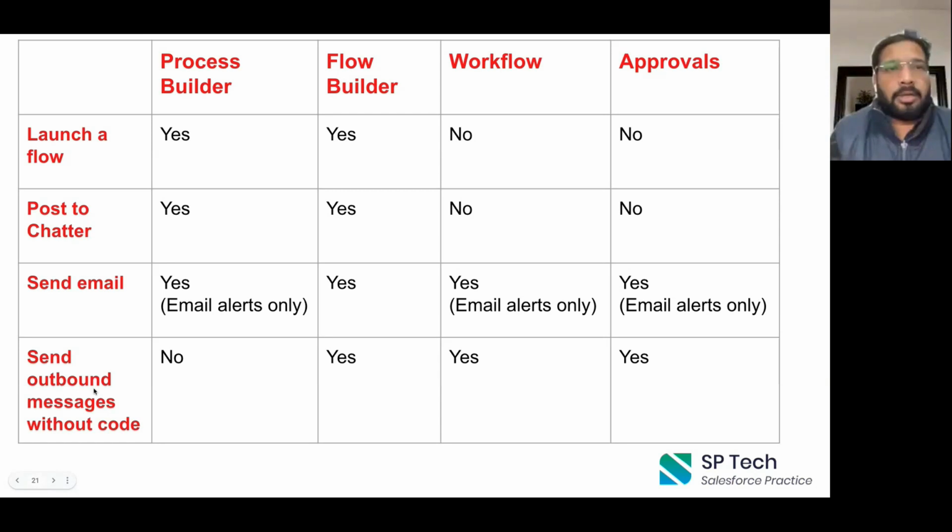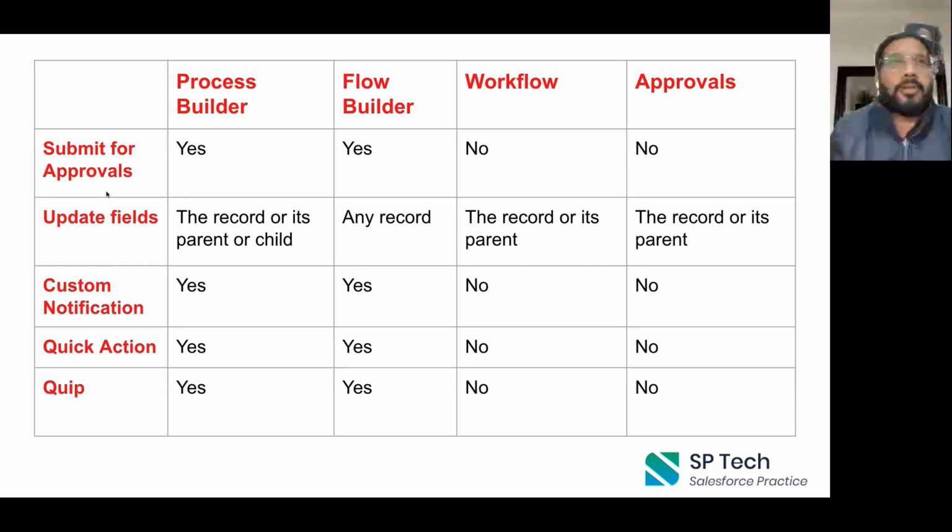Earlier, the outbound message option was not available with Flow, but in the last release Salesforce provided that feature as well. That's why we can say workflow rules can go away, because earlier the outbound message option was available with workflow rules only. Now it is available with Flow, so we can do everything. Then we have a few more actions: submit for approval, update fields, custom notification, quick action, and Quip. All these actions we can perform through Flow Builder. Most things we can do through Flow Builder, and that's why it is popular.